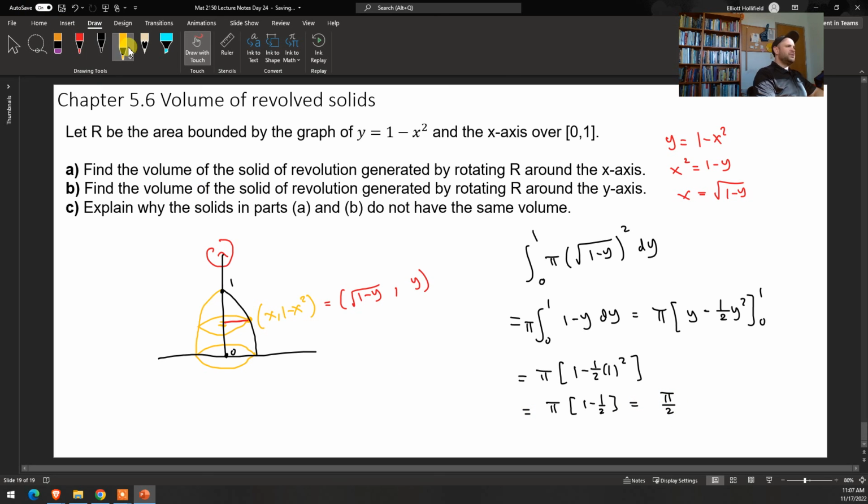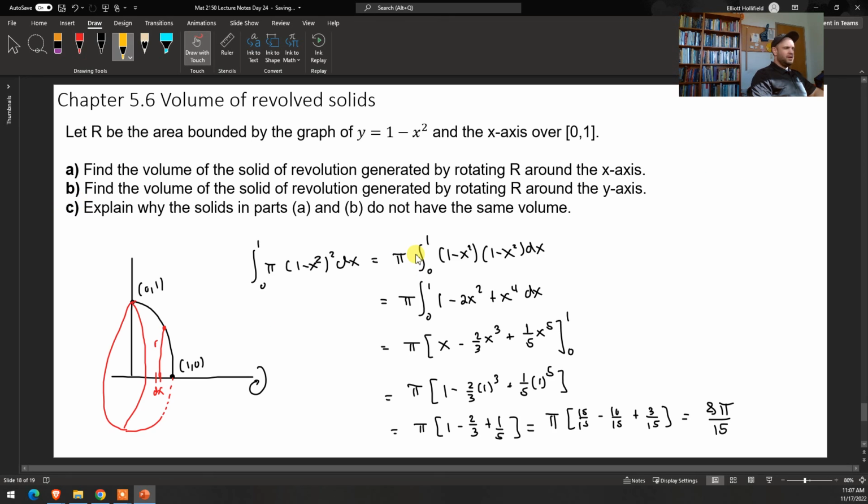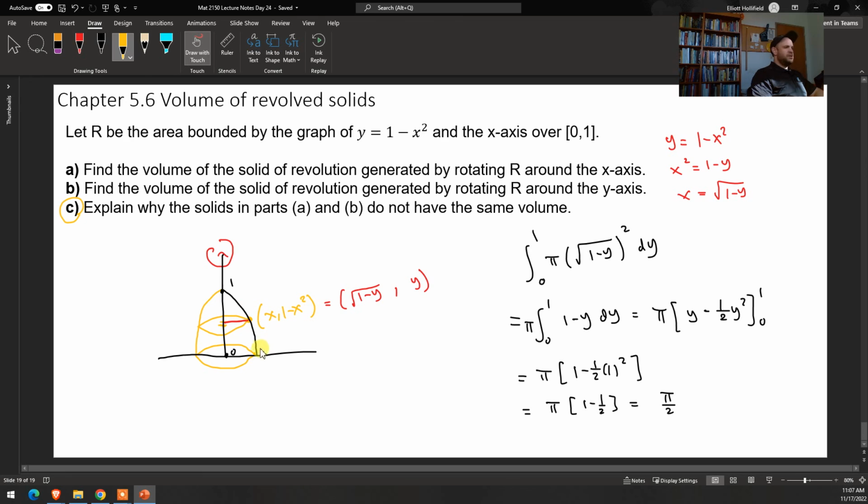Now for part C, let's just consider the pictures that we've drawn for each region. In the first, we got this large bowl-like object by rotating the region around the x-axis. And when we rotate the region around the y-axis, we get this kind of bullet shape. So why do they not have the same volume? It's because this is not a symmetric region, and therefore we get different objects when we rotate around the y versus the x-axis. So this concludes the lecture for sections 5.3 and 5.6. See you next time.